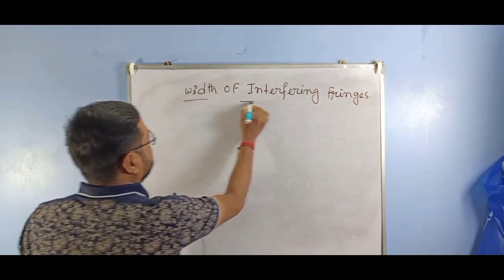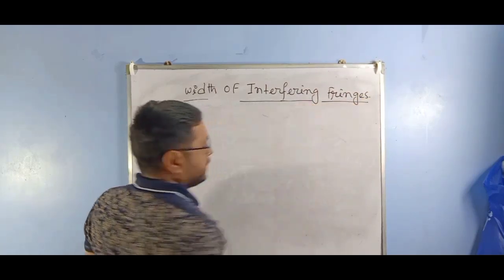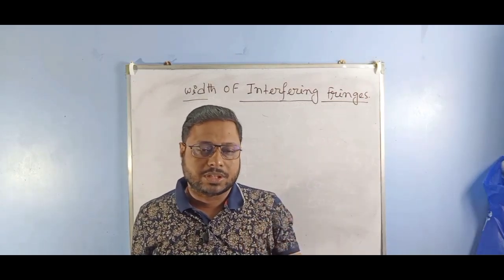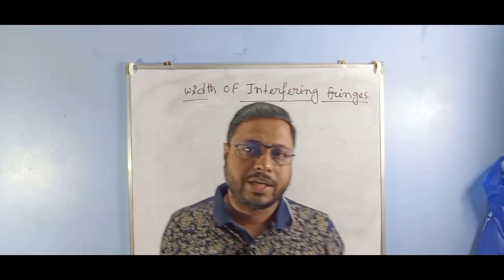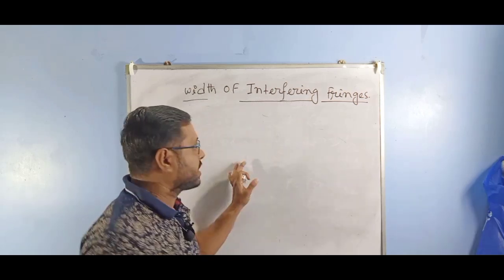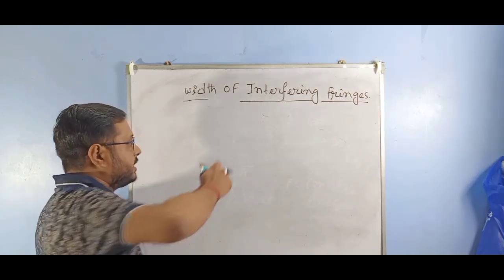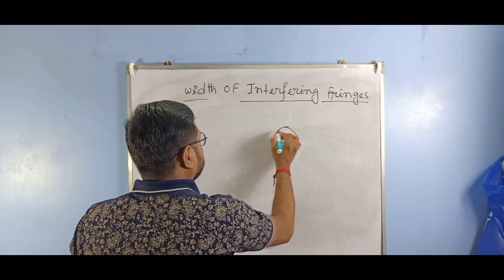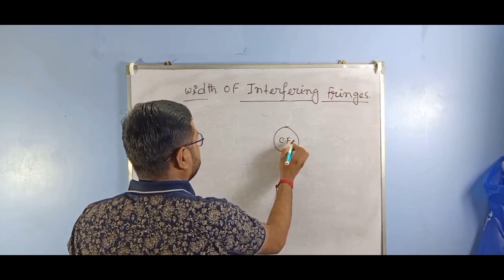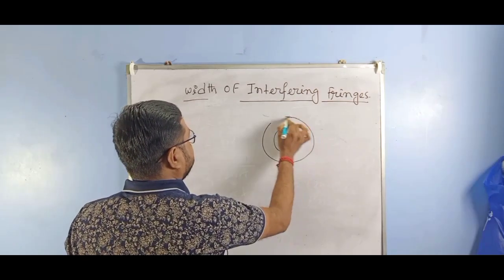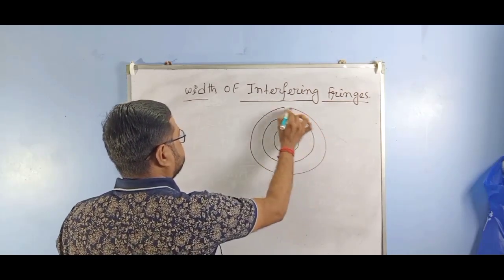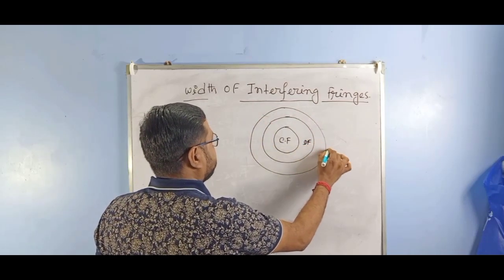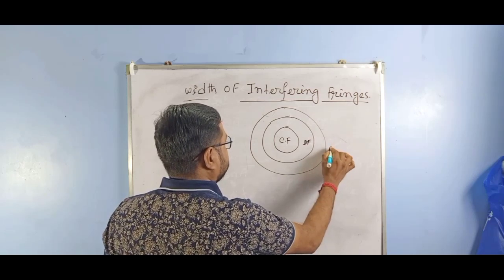Previous day I told about the interference pattern and the theory of interference, that is when it causes constructive interference and when it causes destructive interference. But today we shall deal with the width of interference fringes, that is if this is the central fringe or central maxima, it is surrounded by dark fringe and white fringe or bright fringe.